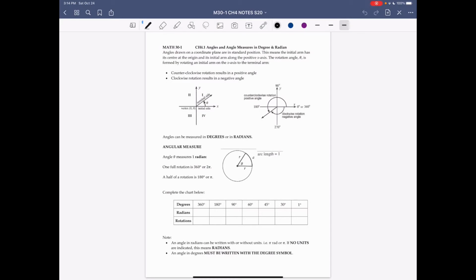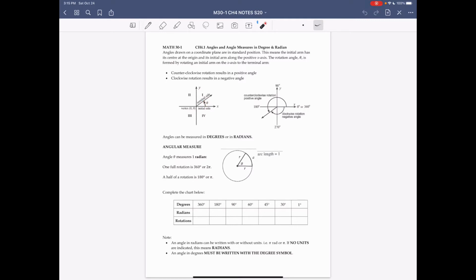Chapter 4.1 Angles and Angle Measures in Degree and Radian. Recall from Math 20-1 that an angle in standard position means that the vertex of the angle is at the origin, the initial arm is lying along the positive x-axis, and then we have a terminal arm. Then when we rotate counterclockwise between the initial arm and the terminal arm, we get our angle theta.